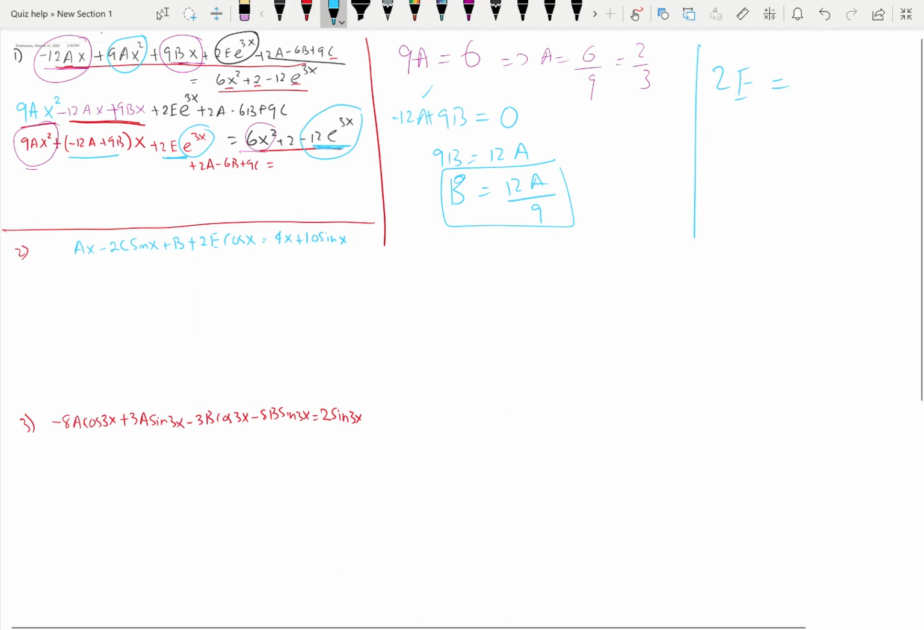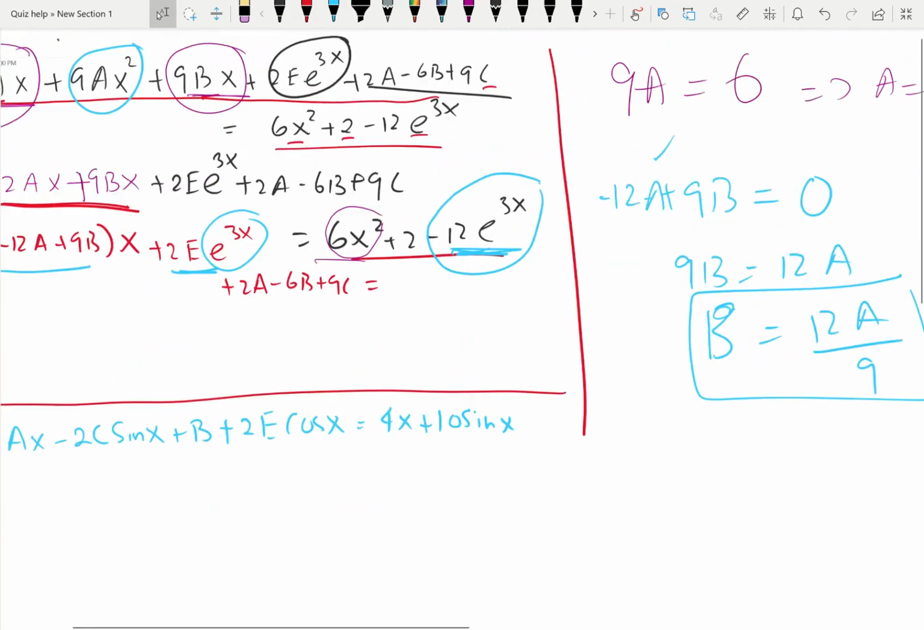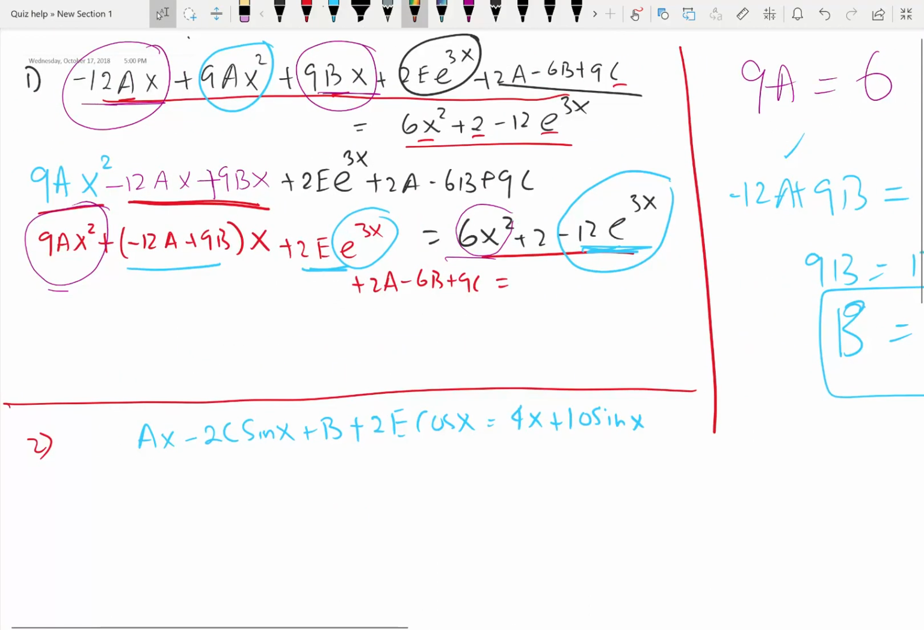Don't forget the negative sign, okay? Negative 12. So e is negative 6, right? Now one letter left. So how can we find c actually? Well, it's easy, right? Now you compare the constant terms. So you can see we already know a, we already know b. So plus 9c. So 2a minus 6b plus 9c is the left hand side term, constant terms.